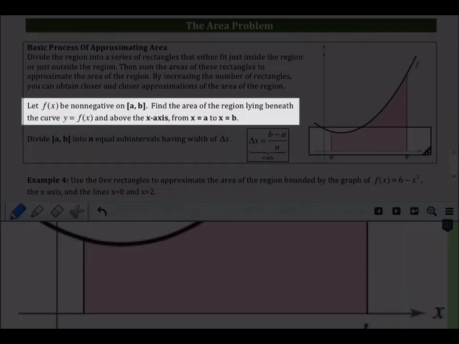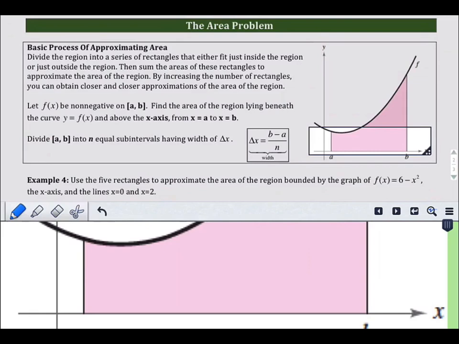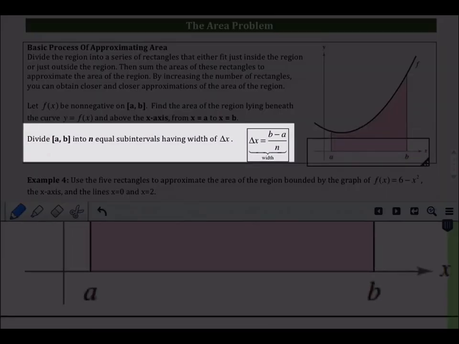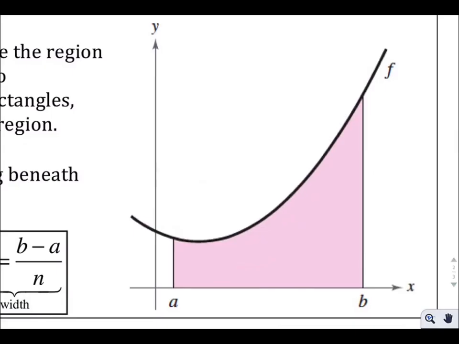Let f of x be non-negative on the interval [a, b]. Find the area of the region lying beneath the curve y equals f of x and above the x-axis from x equals a to x equals b. We want to divide our interval into n equal subintervals having width delta x. To approximate the area under the curve, we could divide this into a certain number of even rectangles.